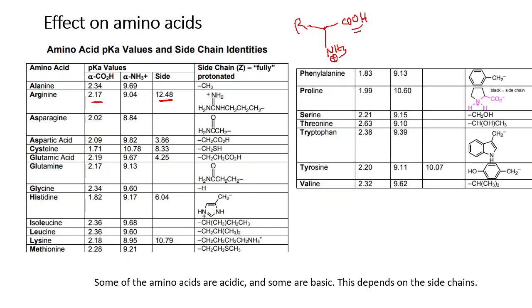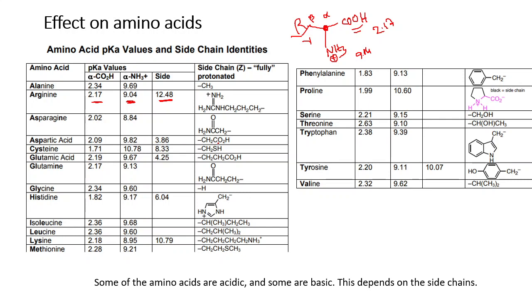Why is it alpha? This carbon contains both the amine and the carboxyl. In chemistry nomenclature, you call this alpha because it is associated with the primary functional group. If the next carbon is there, that would be beta, then the third carbon would be gamma, and so on. So this is the alpha COOH, and this is called alpha NH3. This is the pK for those, being 2.17 and 9.04 for arginine. The side chain is 12.48.